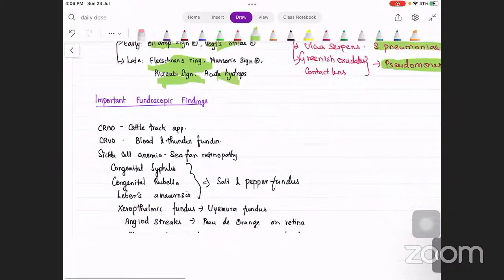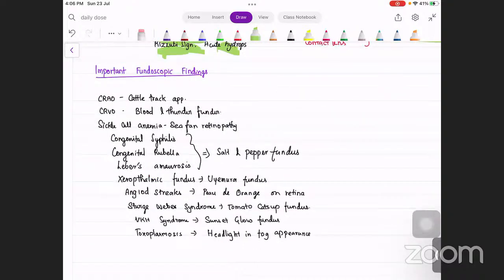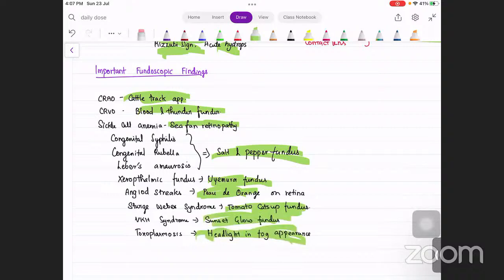Then important fundoscopic findings, you may already know them. Anyway, we will do that. CRAO, cattle track appearance; blood and thunder, CRVO; Coats retinopathy; sickle cell anemia; congenital syphilis, rubella, Leber's amaurosis, salt and pepper fundus; xerophthalmic fundus; angioid streaks, peau d'orange on retina is angioid streak; Sturge-Weber syndrome, tomato ketchup fundus; VKH syndrome, sunset glow fundus; toxoplasmosis, headlight in fog appearance. These are just a review. We have already discussed it inside.